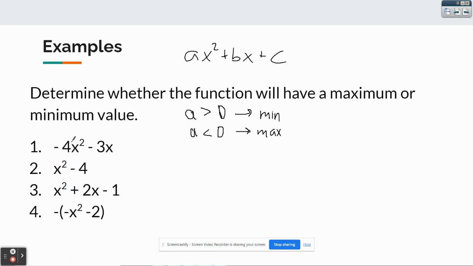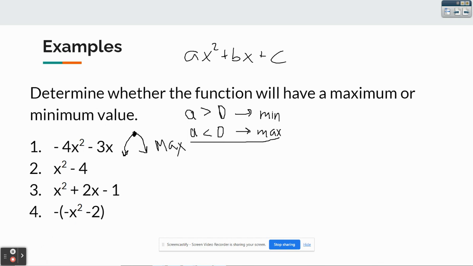So here for number 1, our a term is a negative, or it's -4. And that means that the a is negative, which is the second one here, which means this is going to have a maximum. So that means that this graph will look like a mountain. And it's going to have a maximum value up here at what we call the vertex. All right, so 1 is max.